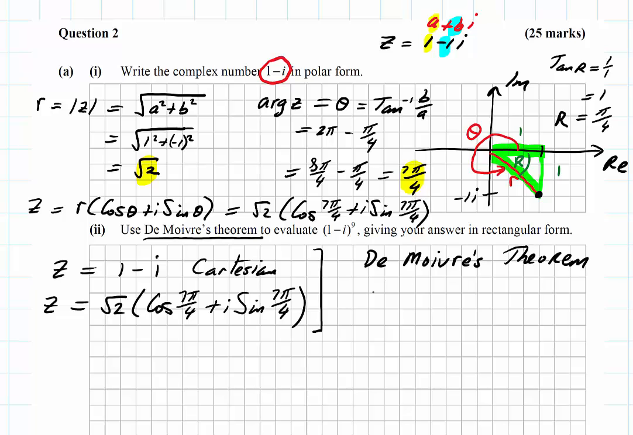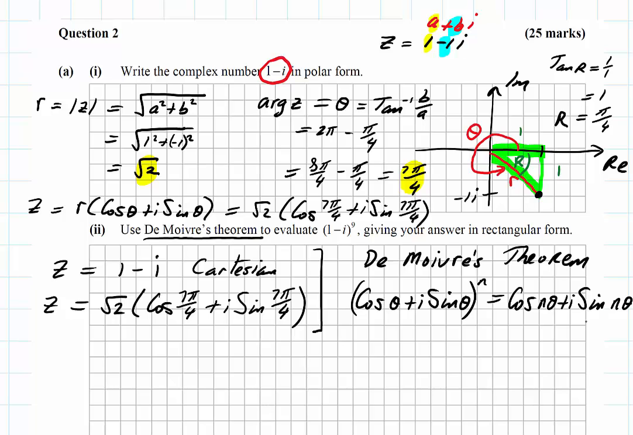And it says simply, whenever you have cos theta plus i sine theta to the power of something, we'll say n, well the power can just come down in front of the angle, so it becomes cos n theta plus i sine n theta. That's as much as you need to know for now.